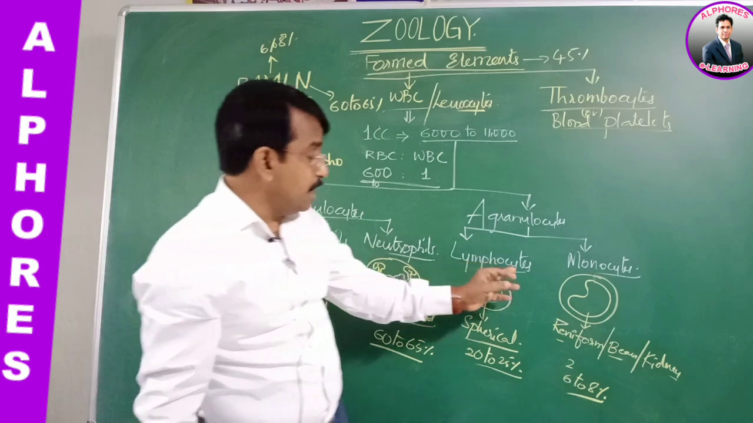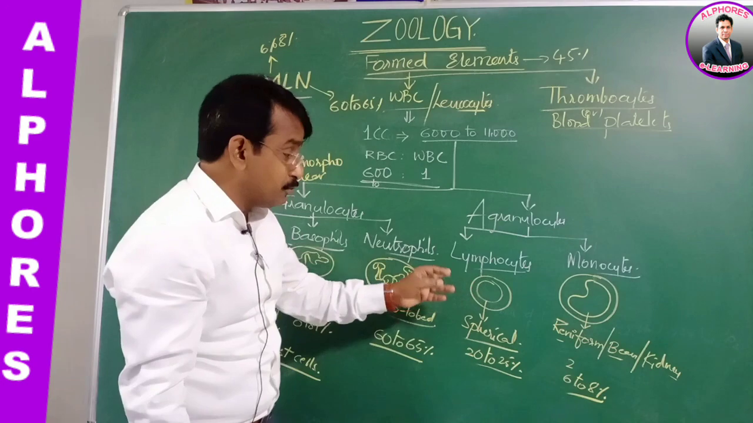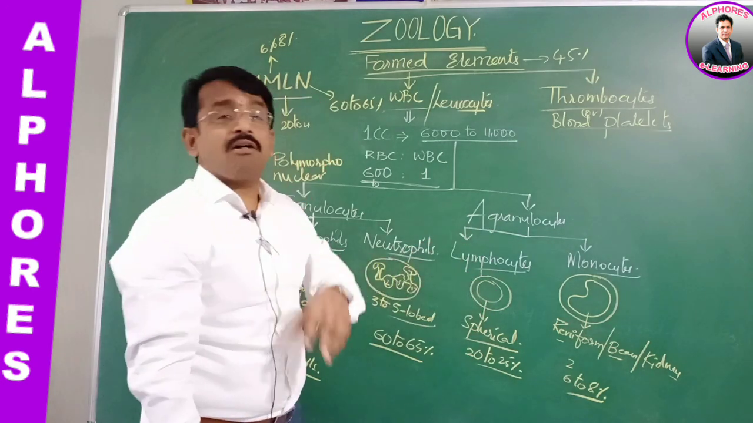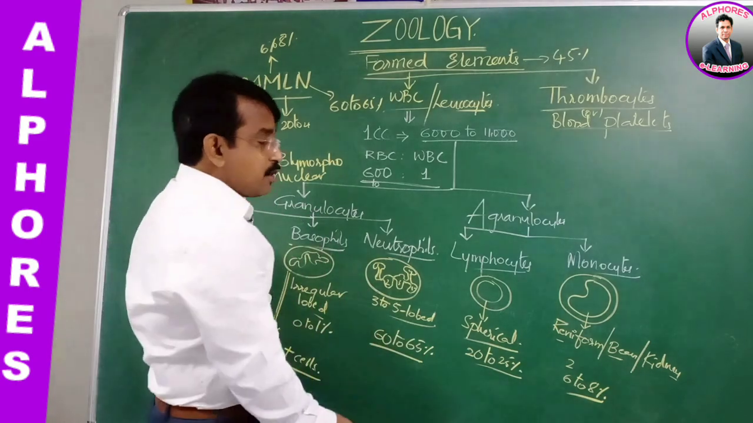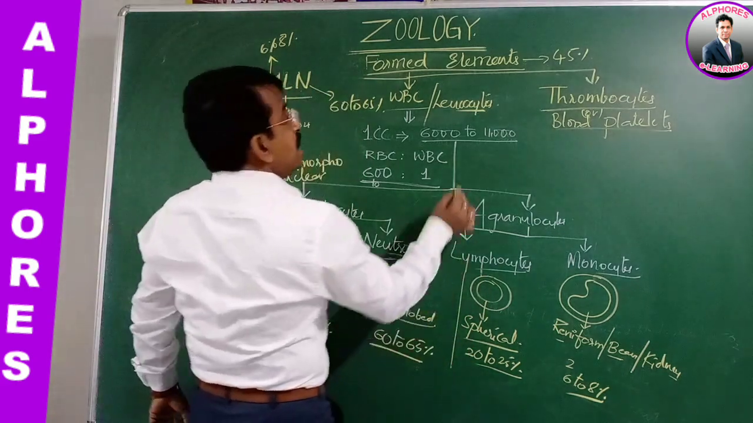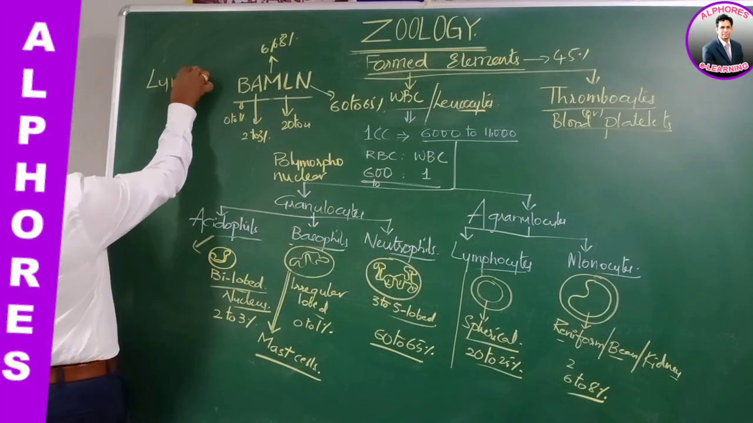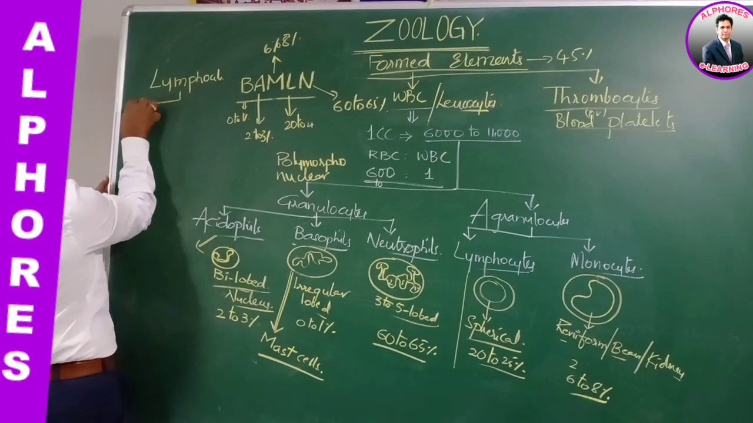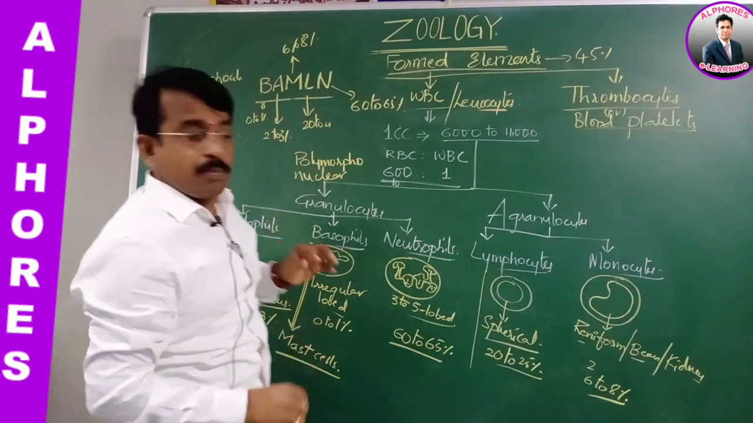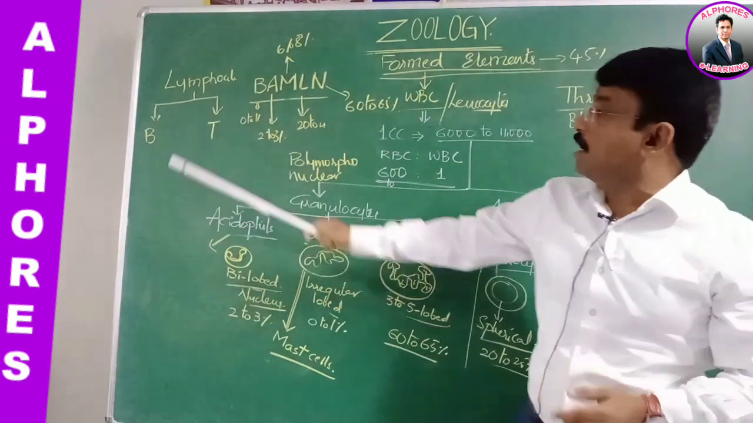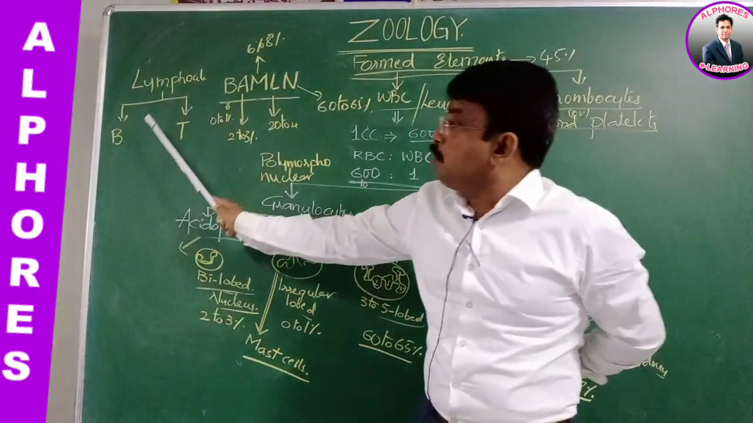Okay. Next, lymphocytes. Lymphocytes are spherical, large in size relative to their cell size, and make up 20 to 25%. Lymphocytes are of two types, B lymphocytes and T lymphocytes. Remember one thing: the ones that are produced in the bone marrow are the B lymphocytes.